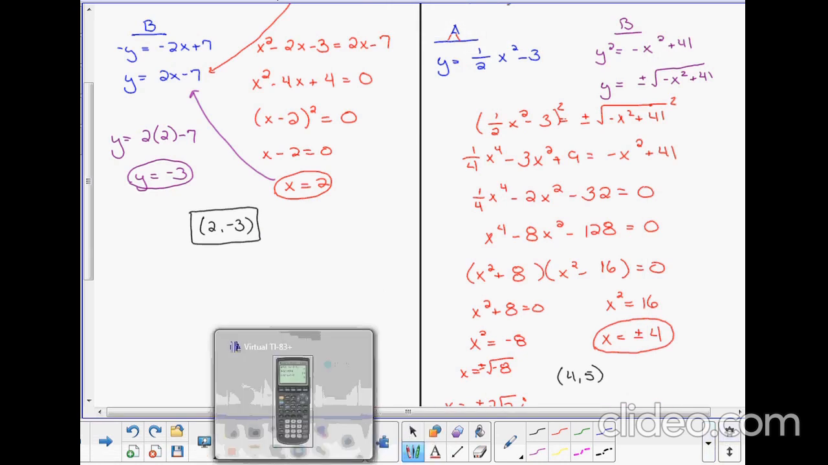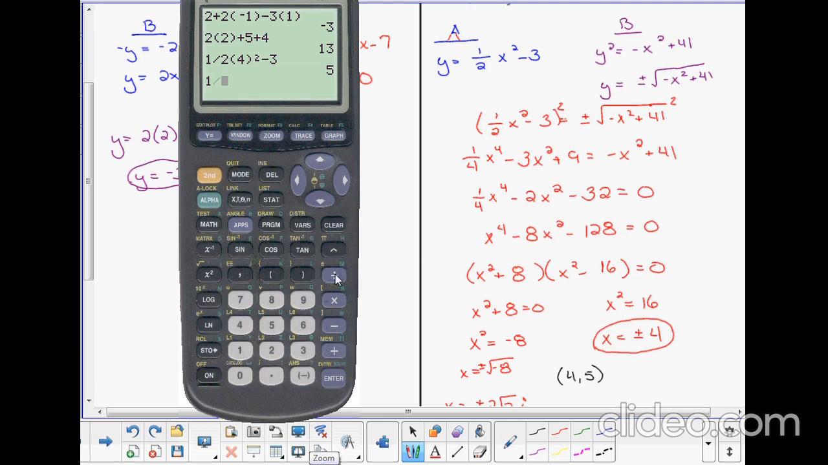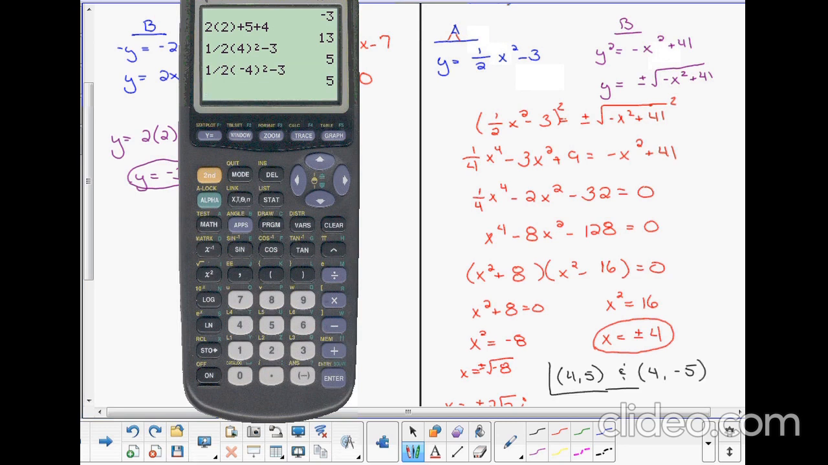I would do the same substitution with a negative 4. So remember, again, we have x values plus or minus 4. And this would also result in a positive 5. So I would have 2 points, 2 solutions here, 2 real solutions: (4, 5) and (-4, 5).